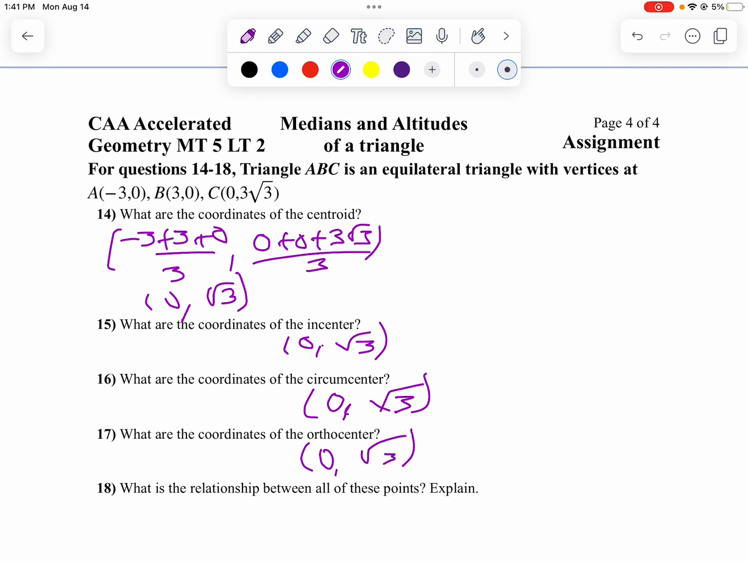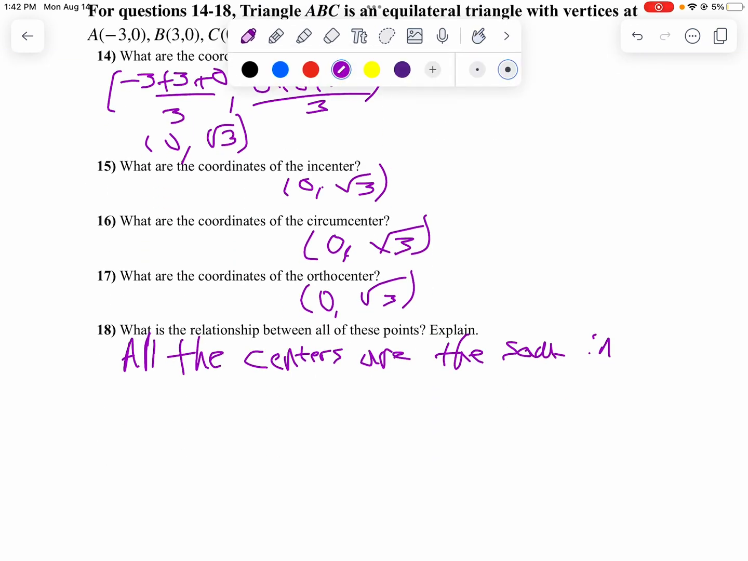So, hopefully, what do you see? What do you notice? Well, I would say all the centers are the same in an equilateral triangle. That's the key. It's got to be equilateral. That's not true if it's not equilateral. But if it is equilateral, I know all my centers are going to be the same. And there we have it.